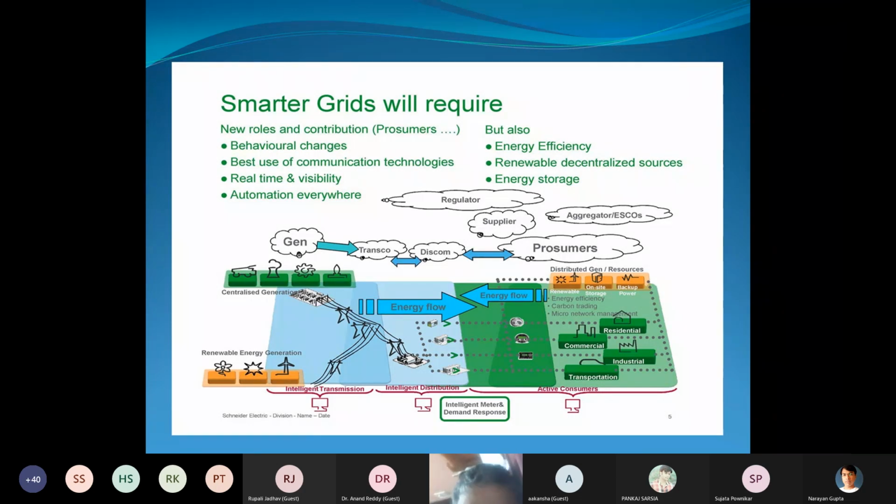Resources: commercial, residential, transportation, and industrial. Now there is an aeroplane also working on electricity, purely on battery, no pollution, nothing. Renewable energy generation is there. I have shown wind, solar, and biomass.